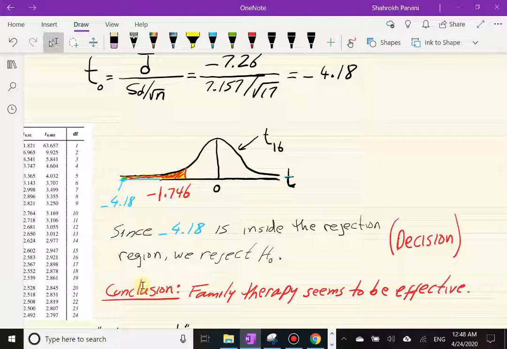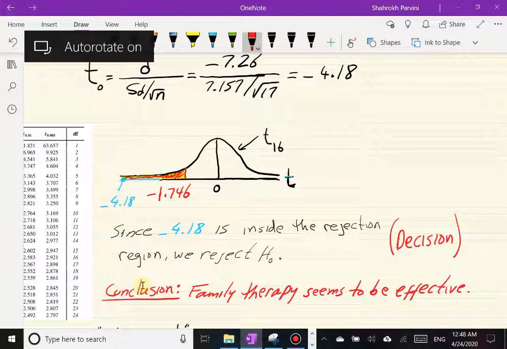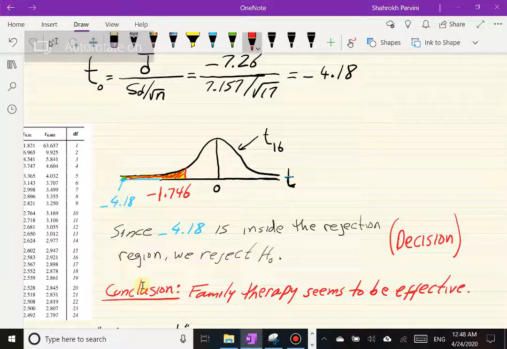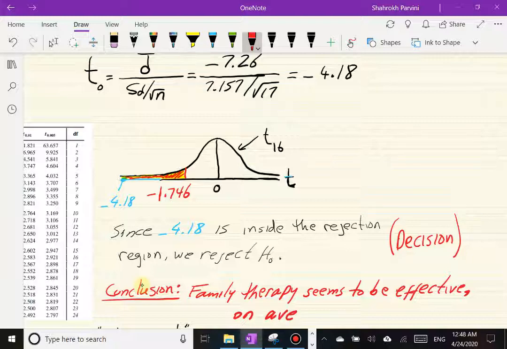Remember, that's on average. We saw a case where family therapy actually didn't help one individual. That individual actually lost more weight after therapy. So everything we do is on average. So maybe I just add that on to this. So family therapy seems to be effective on average. Okay, the word average is important here.